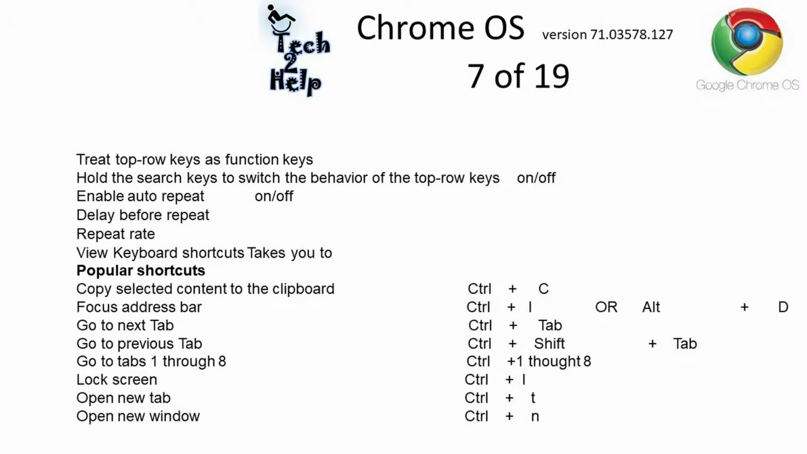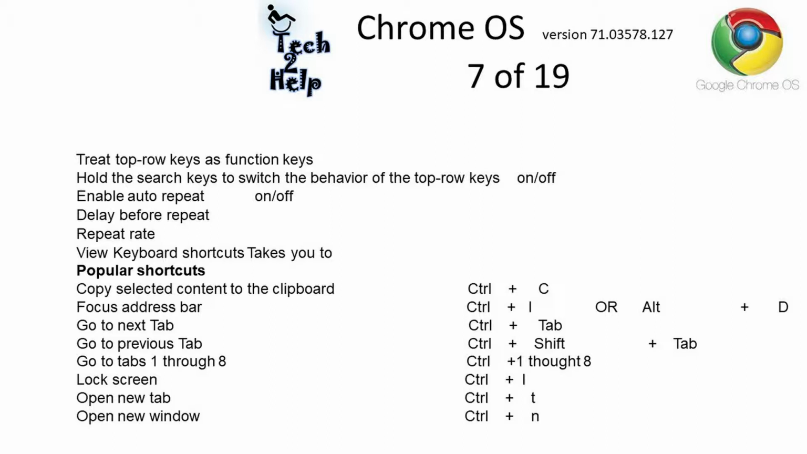Chrome OS version 71.0.3578.127, 7 of 19. Treat top row keys as function keys. Hold the Search key to switch the behavior of the top row keys, on, off. Enable auto repeat on, off. Delay before repeat. Repeat rate. View keyboard shortcuts takes you to popular shortcuts.